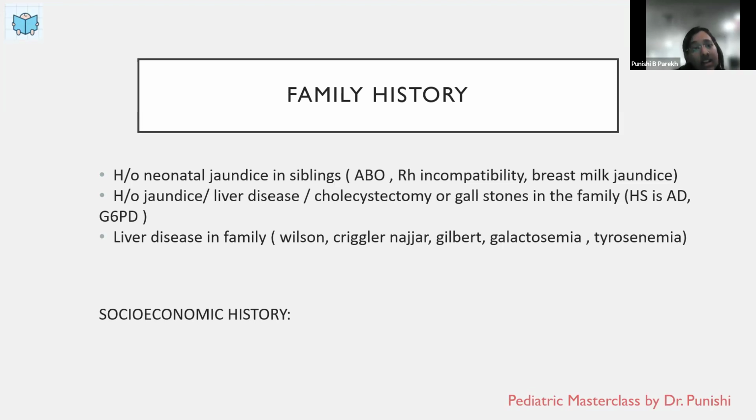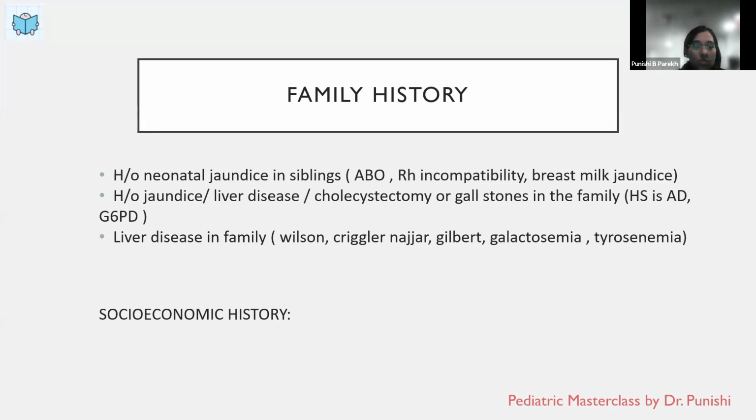History of jaundice, liver disease, cholecystectomy, or gallstones in the family point towards hemolytic jaundice. So either G6PD or hereditary spherocytosis, which is autosomal dominant. Liver disease in the family could be because of Wilson's, Crigler-Najjar, Gilbert, galactosemia, or tyrosinemia. Now, Wilson's is not something that will present as newborn jaundice, but the others, your enzymopathies like Crigler-Najjar, Gilbert, which is because of deficiency of UGT1A1 enzyme, or galactosemia, tyrosinemia, all these are autosomal recessive and they tend to run in the family. That's why it's important to ask for a history of liver disease in the family.